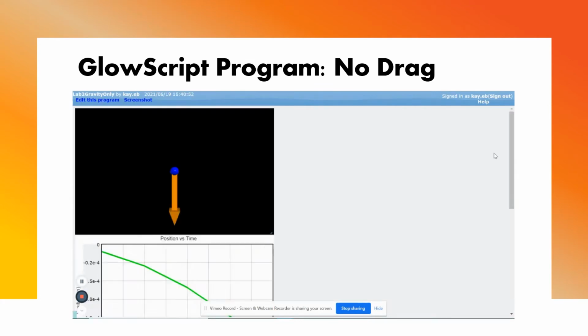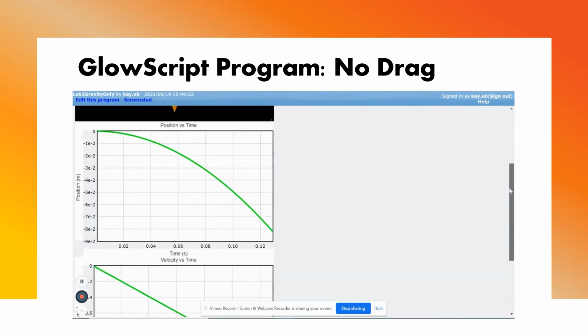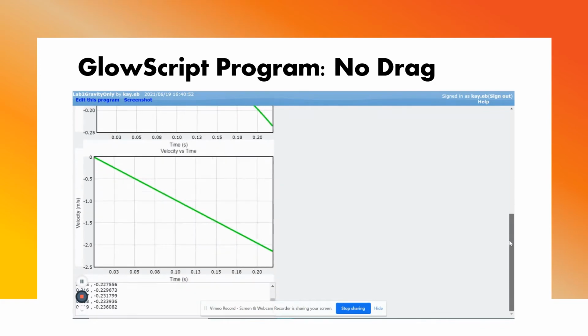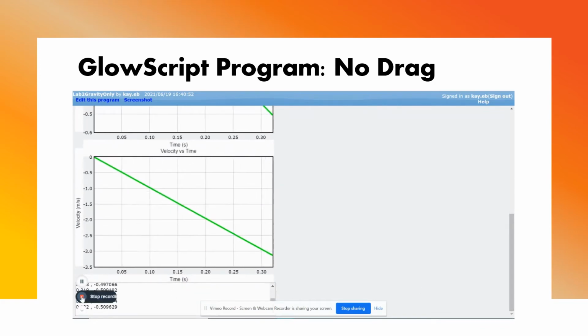Then there's the position versus time graph, which has a curved negative slope as expected due to the acceleration of gravity. Then the velocity versus time graph, and then the position and time data that the model produced.